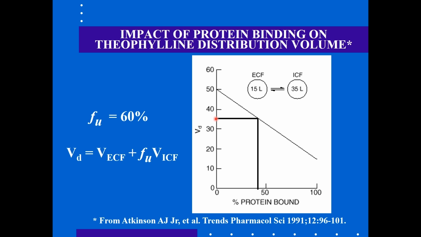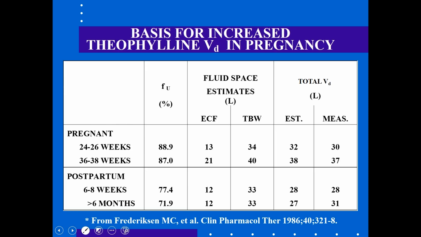Now, this kind of approach allows us to understand some of the effects of physiological change on drug distribution. Let's take the example of the pregnant woman. In the third trimester, not only is the protein binding of theophylline decreased, but the fluid space estimates for extracellular fluid and total body water are increased. And so you can see, if we take all these factors into consideration, we come up with estimates for distribution volume that agree quite closely rather to what we can measure experimentally.